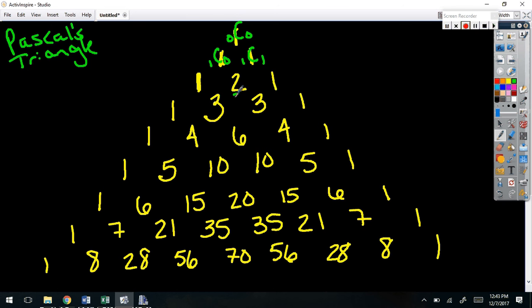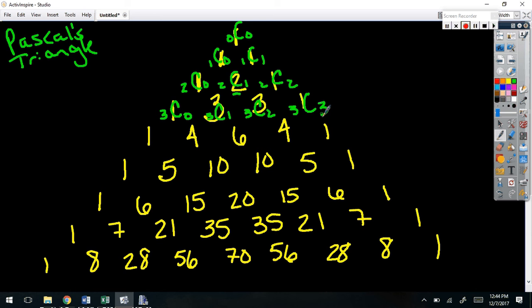This is the second row. It's going to be 2 choose 0, 2 choose 1, 2 choose 2. You gotta do this until you understand what I'm doing. This next row, 3 choose 0, 3 choose 1, 3 choose 2, 3 choose 3. It's up to you.